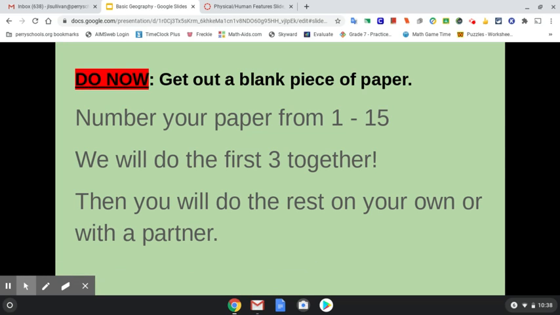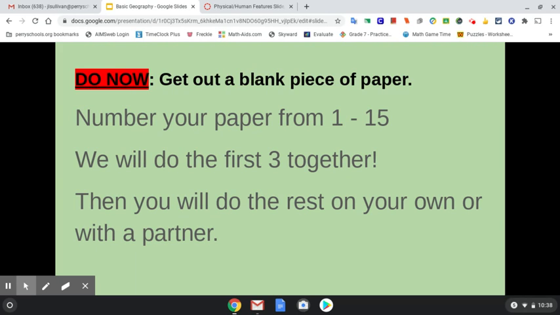Okay, guys, you should have just got finished with your Ed puzzle. Hopefully we got like a 5 out of 5. That would have been great. What you need to do now is get out a blank piece of paper. Scrap paper doesn't matter. You're not taking a picture of it. Doesn't matter what it looks like. And you just need to number that paper from 1 to 15.